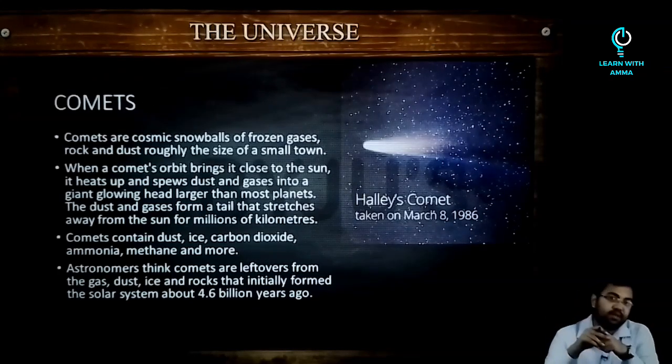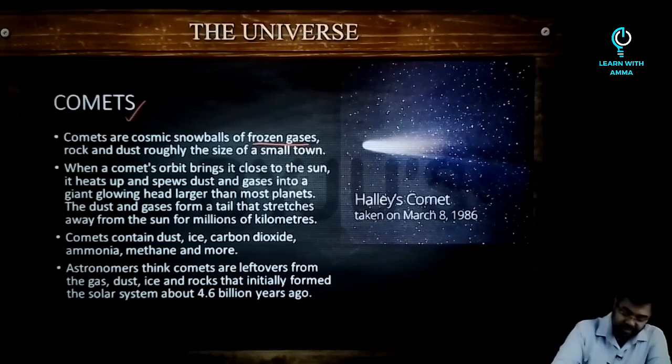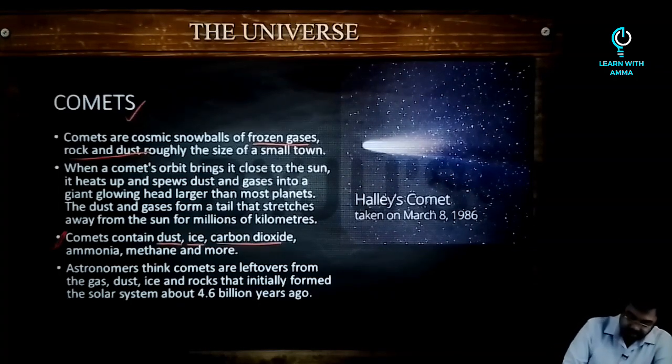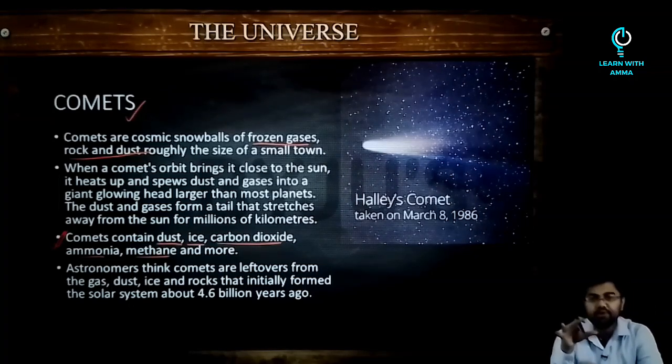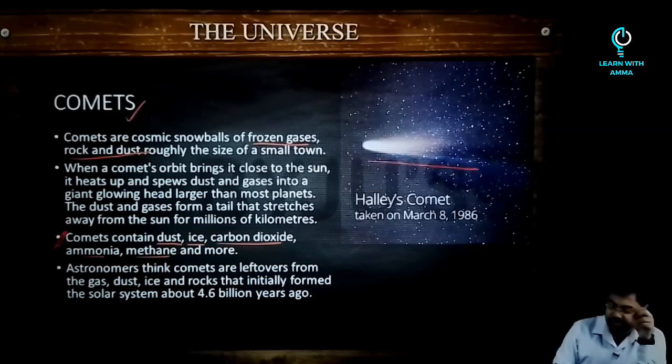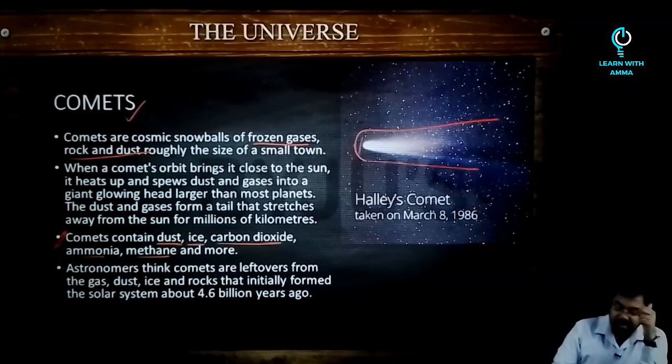The next celestial bodies that we have in our solar system are comets. And what are comets? Comets are basically snowballs of frozen gases, rock and dust, which are very small. A comet contains dust, ice, carbon dioxide, ammonia, methane, and all the other gases that are possible. Whenever you look at a comet, for example, this is the most famous comet that we have, Halley's comet, you see that it has a head and it has a tail.